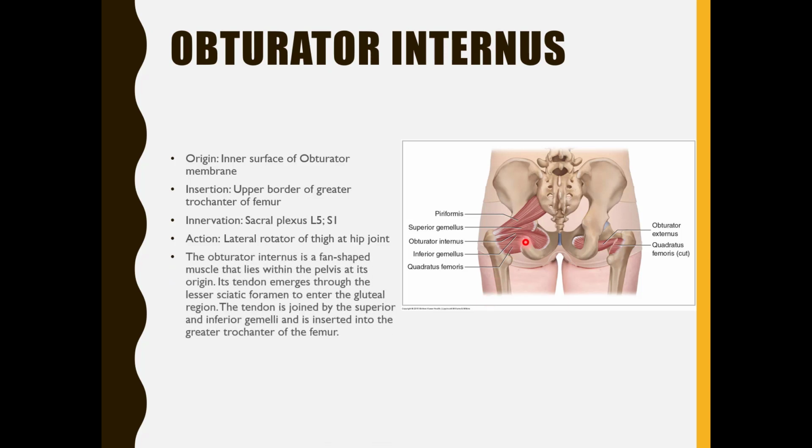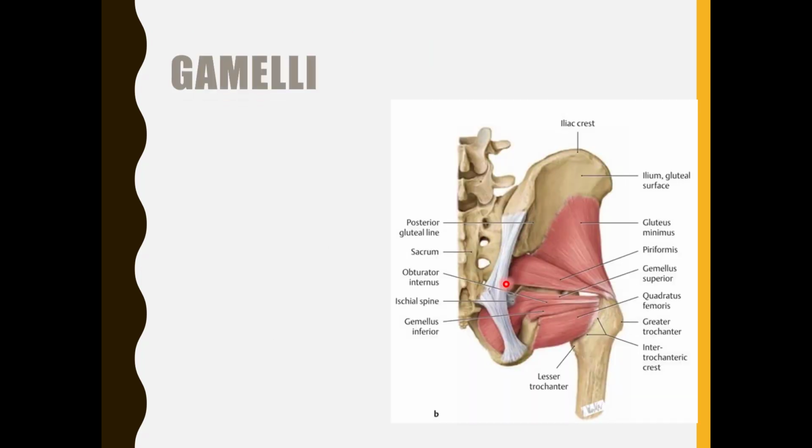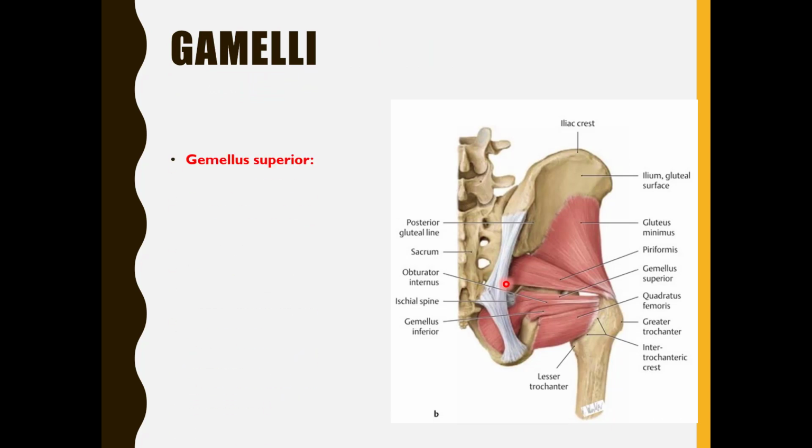The obturator internus muscle is a fan-shaped muscle that lies within the pelvis at its origin. Its tendon emerges through the lesser sciatic foramen to enter the gluteal region. The tendon is joined by the superior and inferior gemellus muscle. Do you remember I have told you that these three muscles will form the triceps coxae. The tendon is joined by the superior and inferior gemelli and they are inserted in the greater trochanter of the femur. Now another muscle, which is the gemelli muscle.